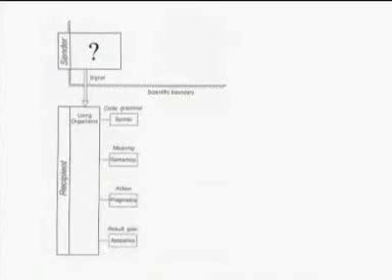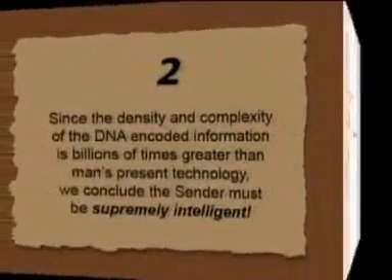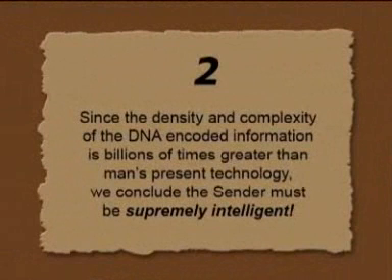The first conclusion we have found: there must be a sender. But we can say more about the sender. Since the density and complexity of the DNA encoded information is billions of times greater than man's present technology, we conclude the sender must be supremely intelligent.